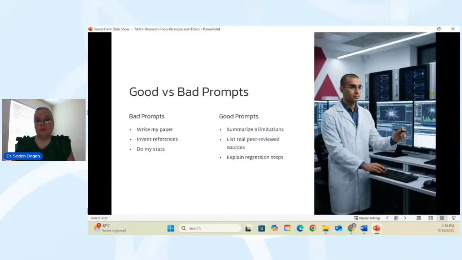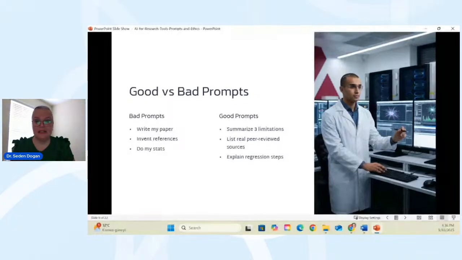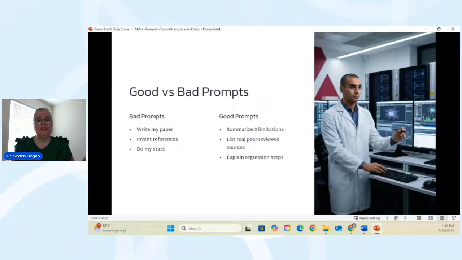A bad prompt, okay? Write my entire literature review for me. That's an unethical request because actually you are outsourcing original thinking. A good prompt would be summarize 3 peer-reviewed studies on AI in higher education since 2020 and list their limitations so I can follow up. So notice the difference, okay? The second one supports your work, but you still do the synthesis.